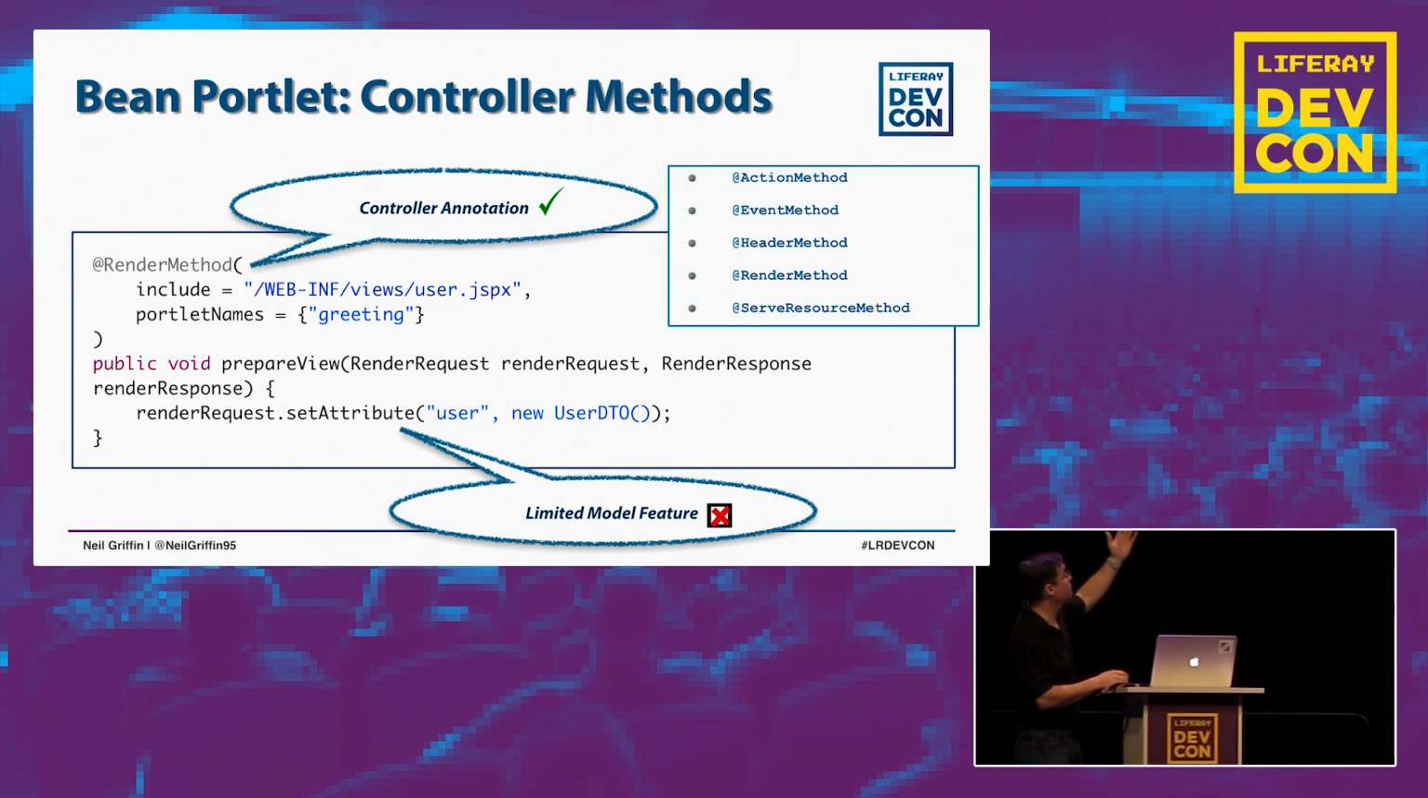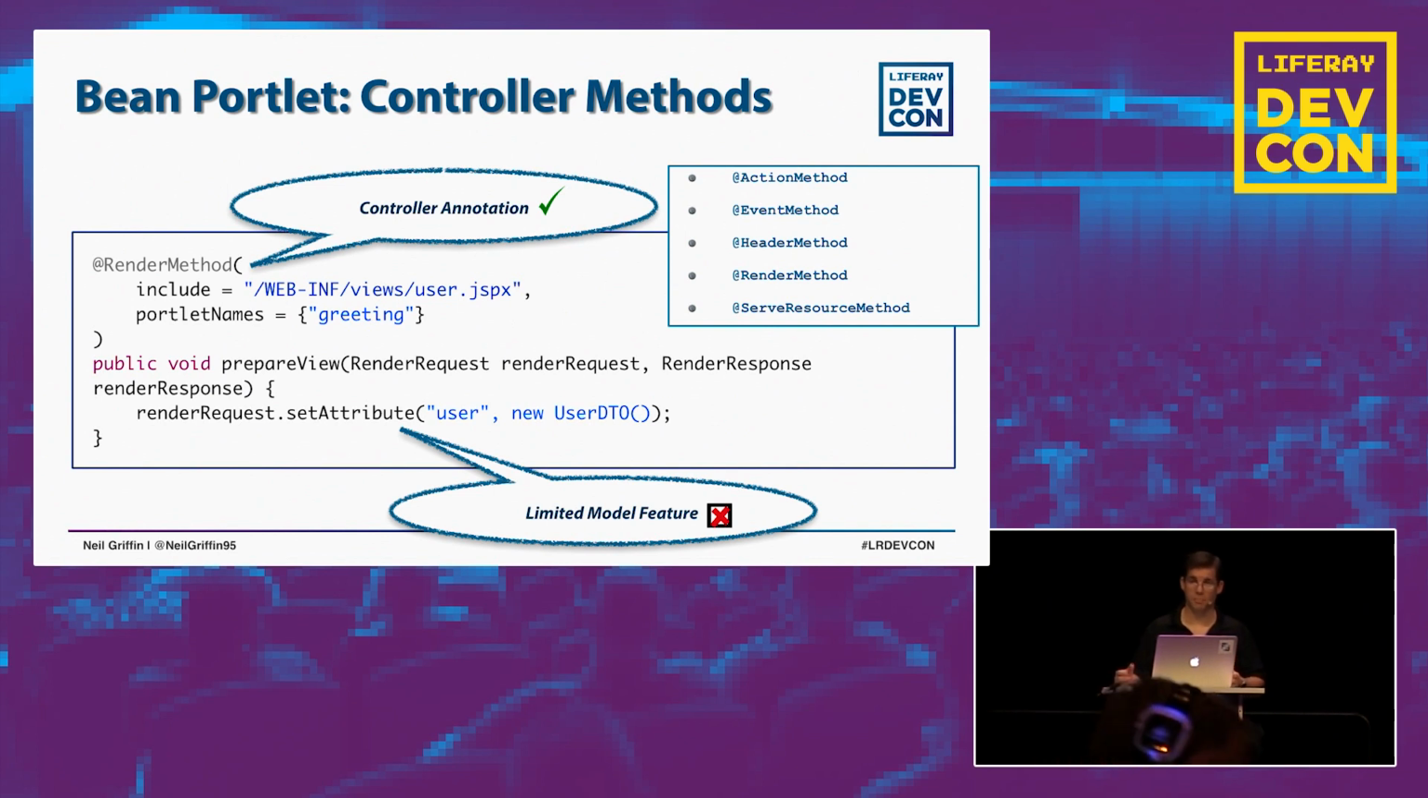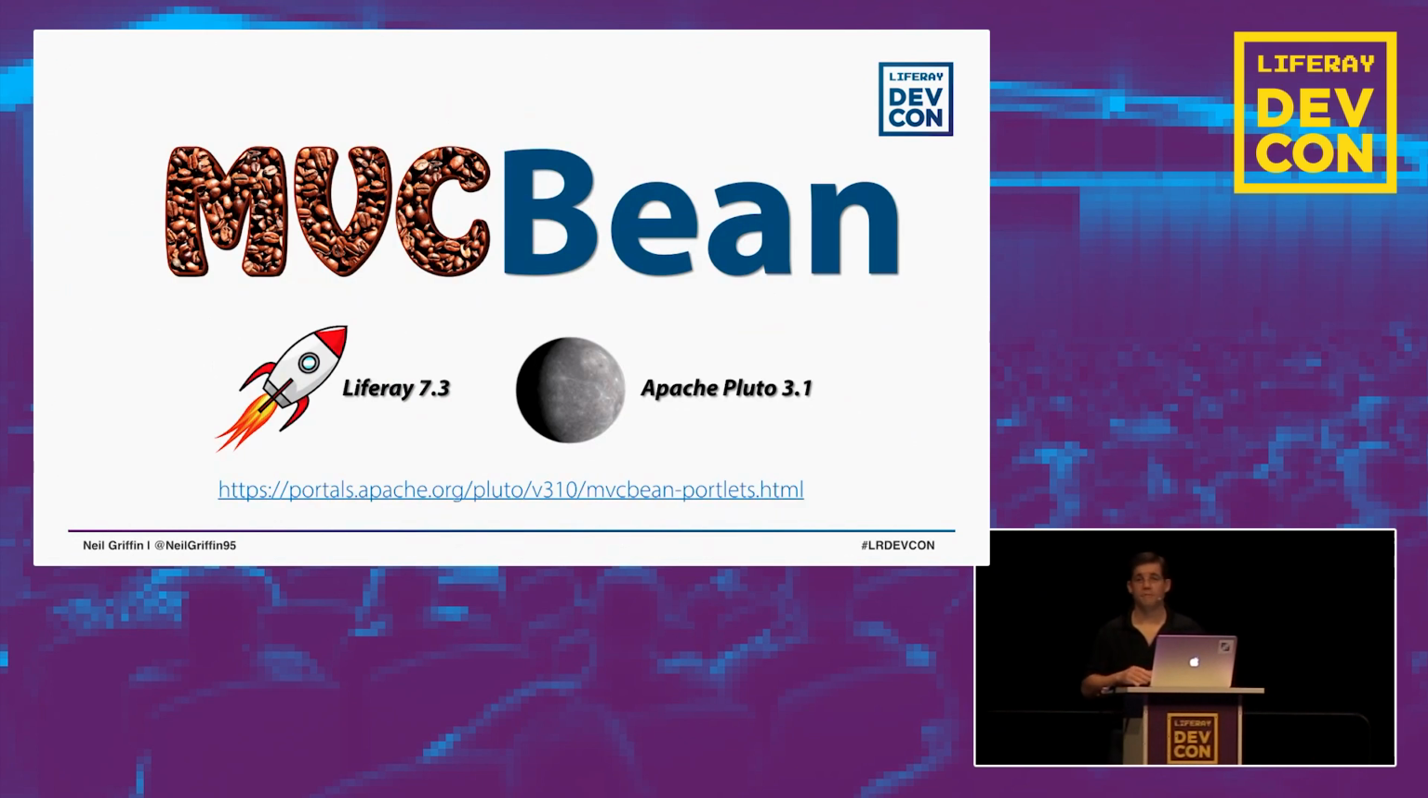Perhaps I want to specify what JSP I want to render. Perhaps I want to populate the model. Now, in this example, I'm trying to describe how this is kind of a limited model feature. And what I mean by that is the portlet spec itself really doesn't go into the model view controller design pattern. And so that's where the MVCBean feature comes in.